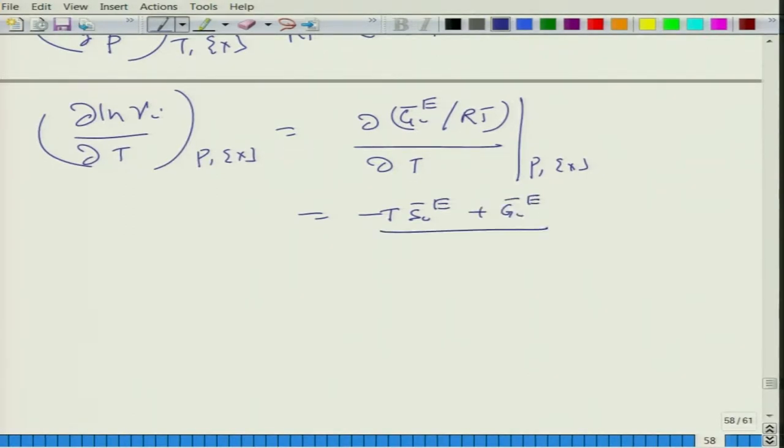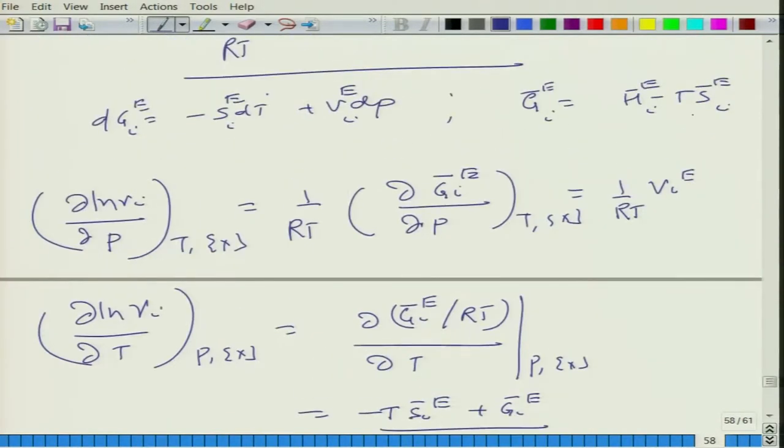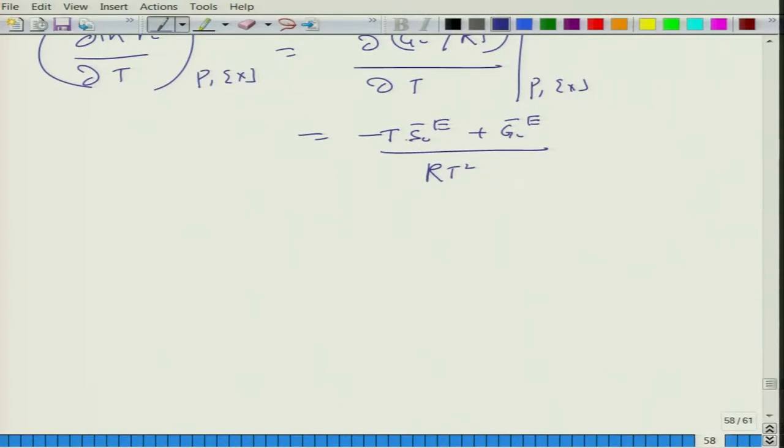So if you take the differentiation, you are going to get this. Okay, so this is going to be G_i partial differentiation of this, and this RT square will come out like this. And then you make use of these expressions which is here. So you can show that you are going to get this expression, and this from the definition is nothing but minus H_i^E by RT square, which is nothing but minus of H_i bar with respect to the pure molar property of the component i, and hence I can write in this way.